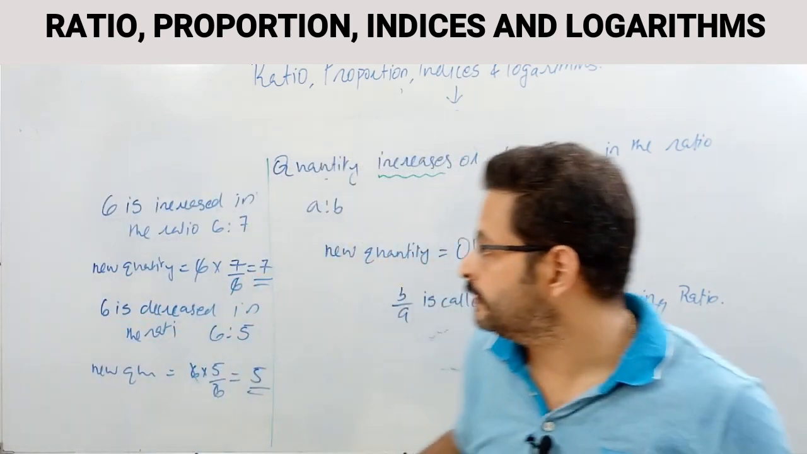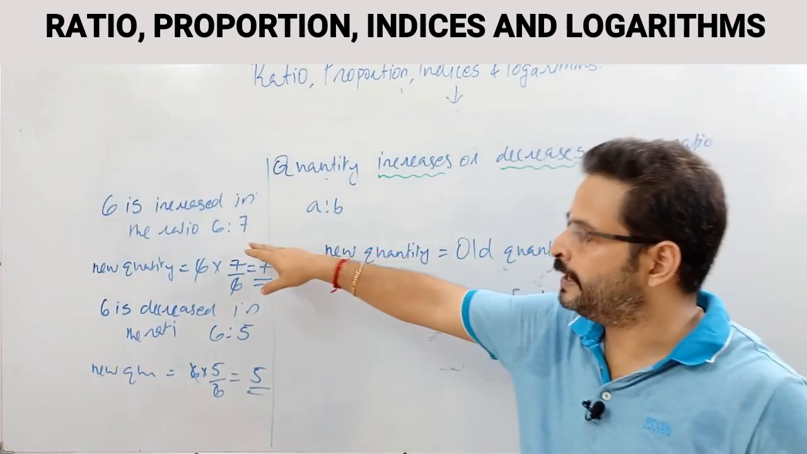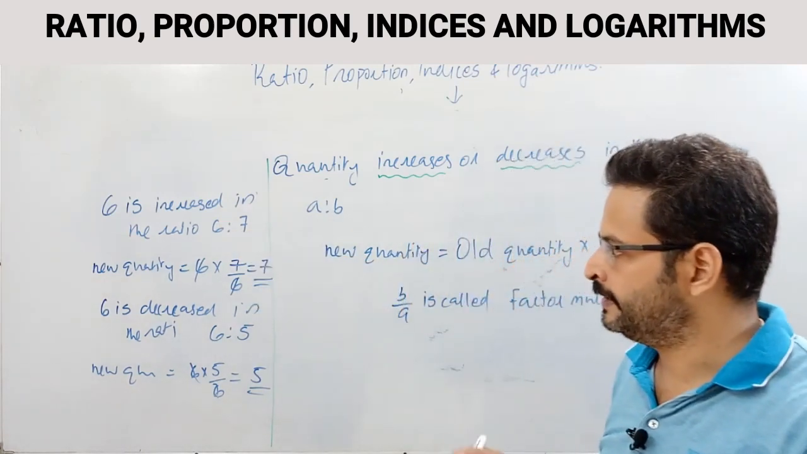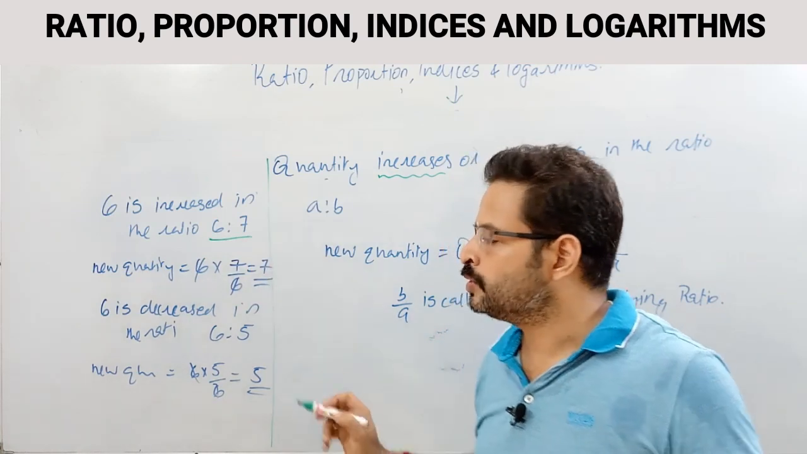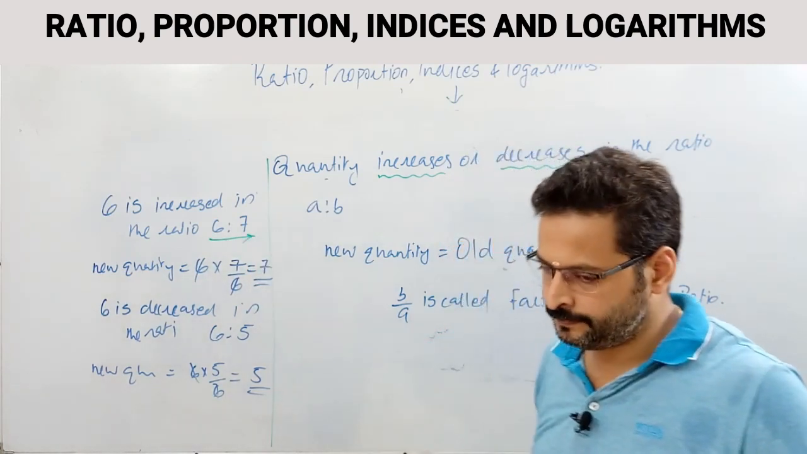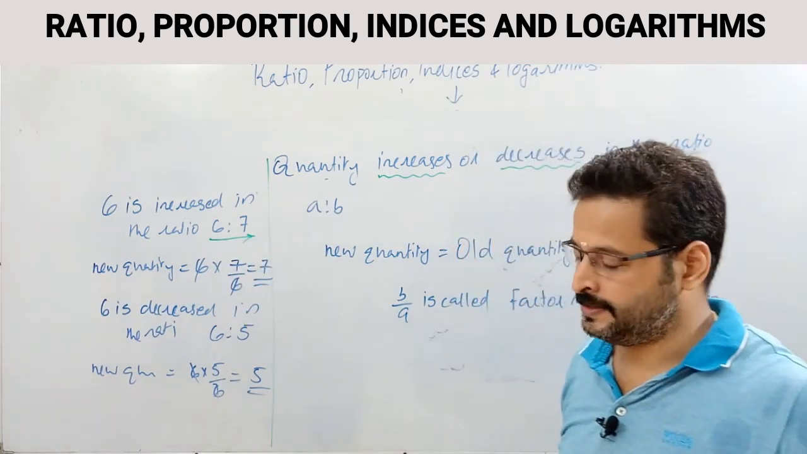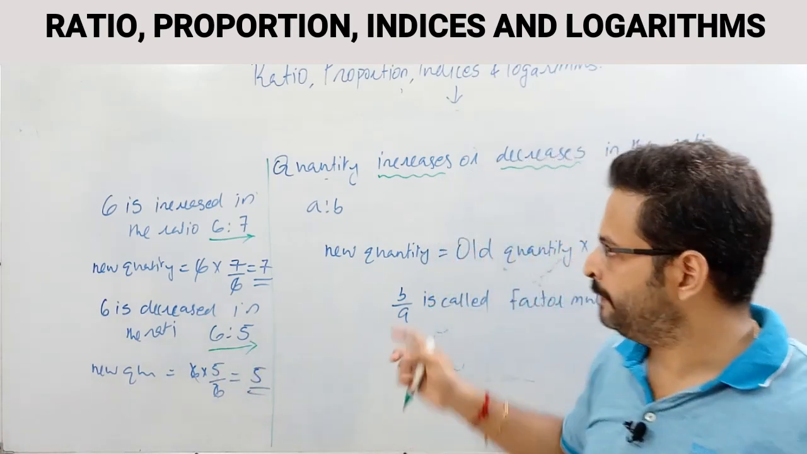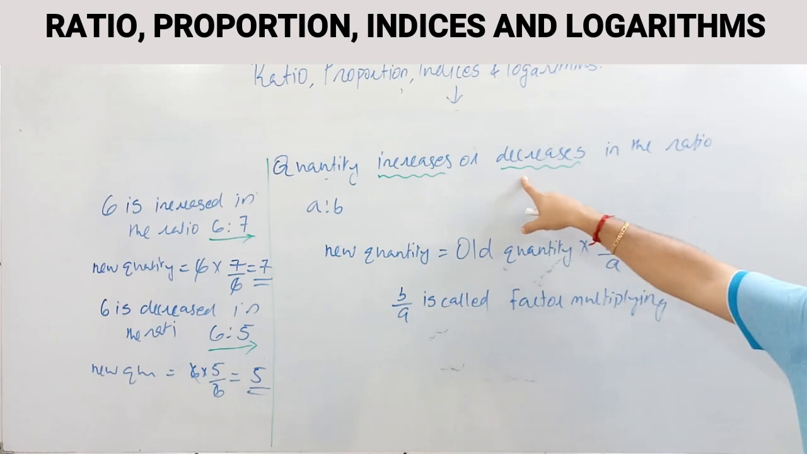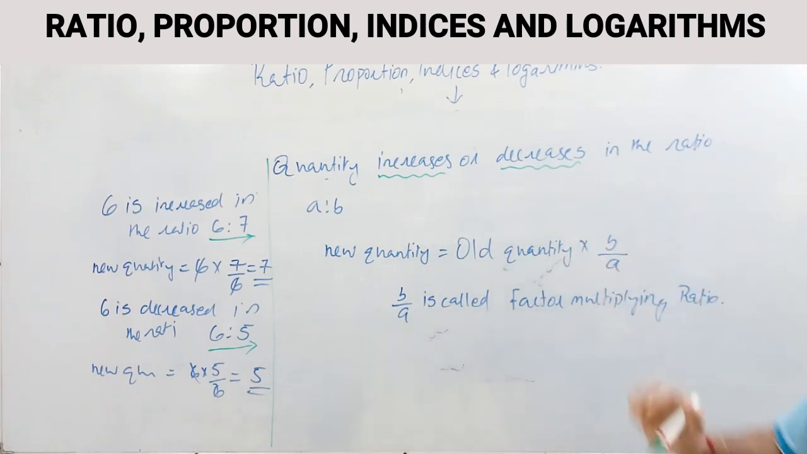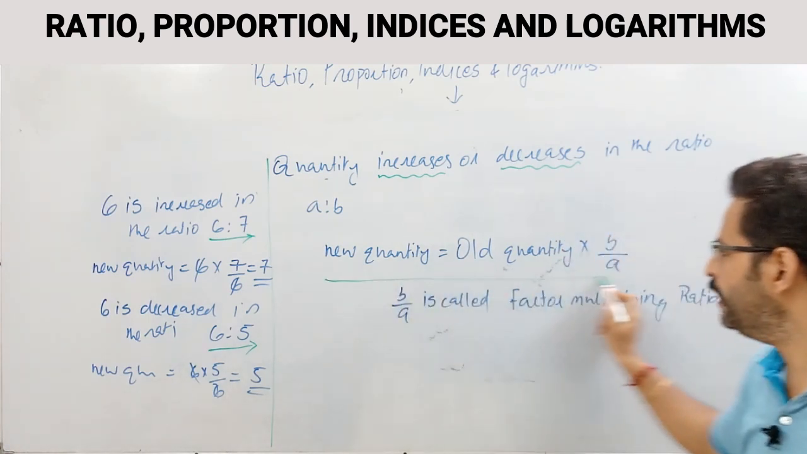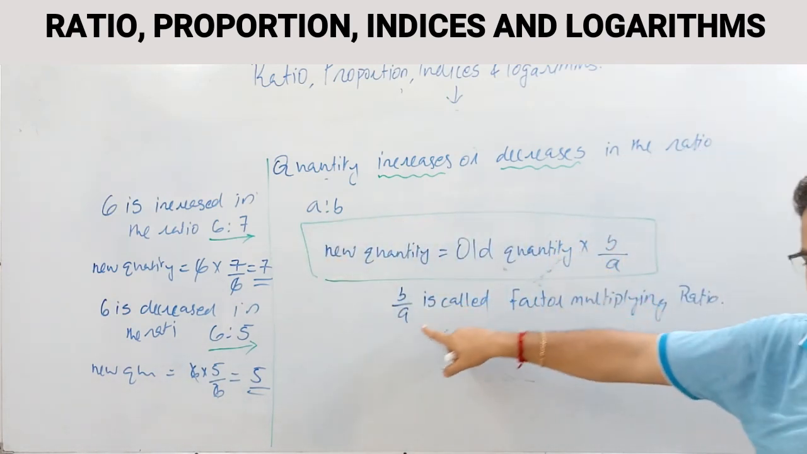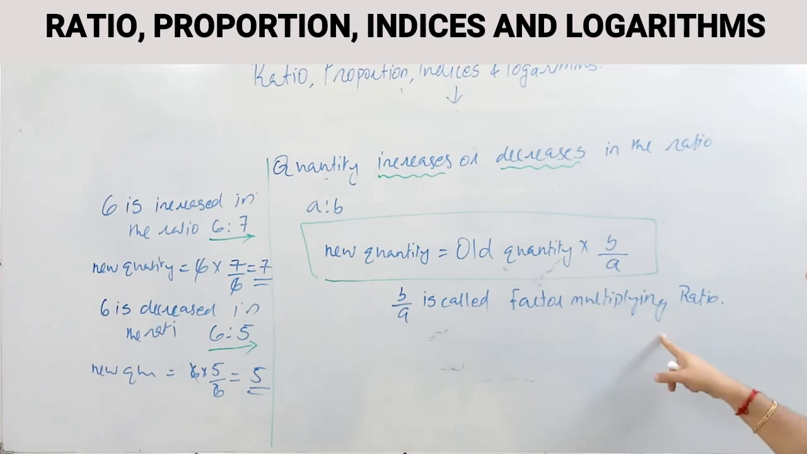Then look into the ratio. That means when a quantity increases in the ratio 6 is to 7, the ratio shows an increasing trend. But in case of decrease, the ratio shows a decreasing trend. That means when a quantity increases or decreases in the ratio A is to B, then the new quantity will be old quantity into B divided by A. That B divided by A is called factor multiplying ratio.